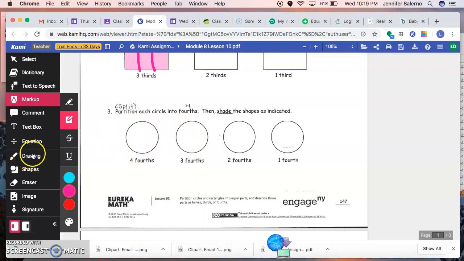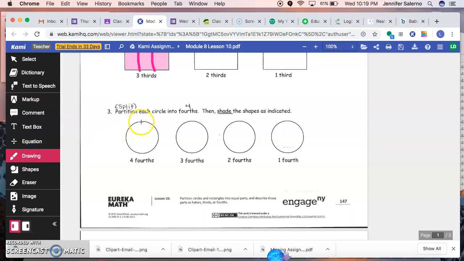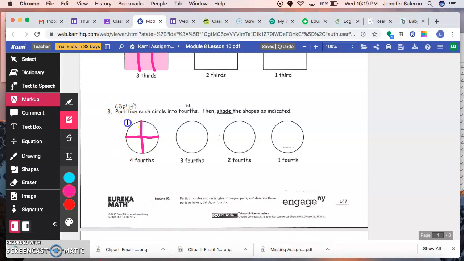So you're going to go to your drawing, and you're going to split them into fourths, okay? Once you have it split into fourths, you need to color it in what it says. You're going to shade it in. So this one says, again, 4/4. So that means that I would need to shade in 4 of them, okay?